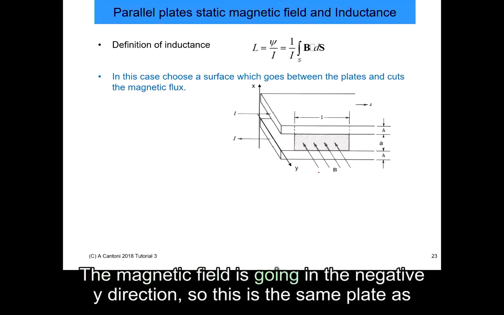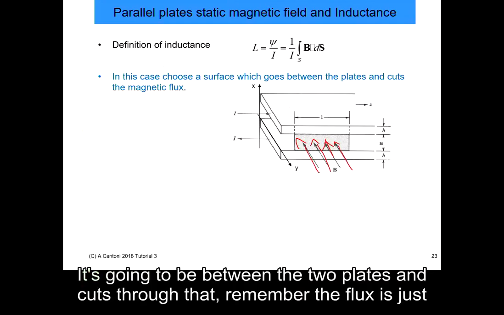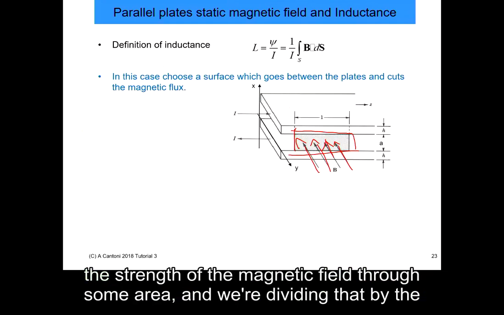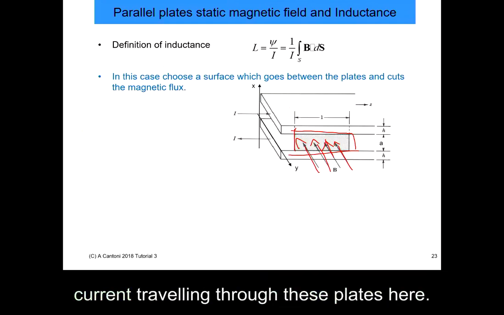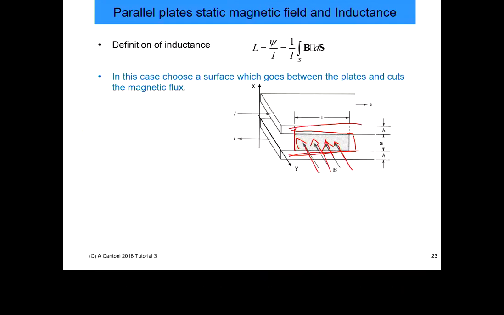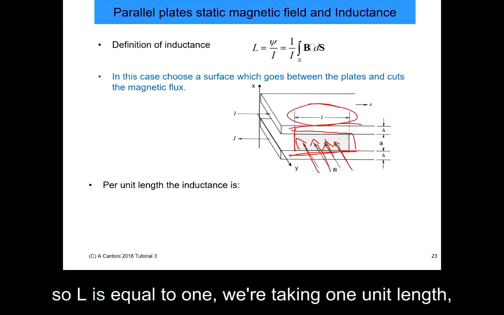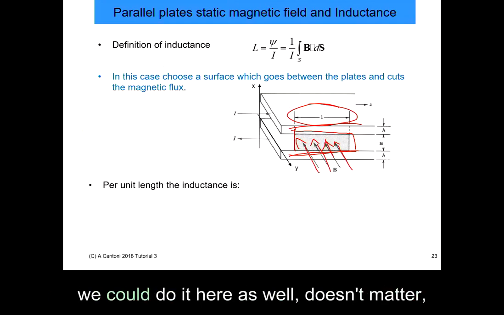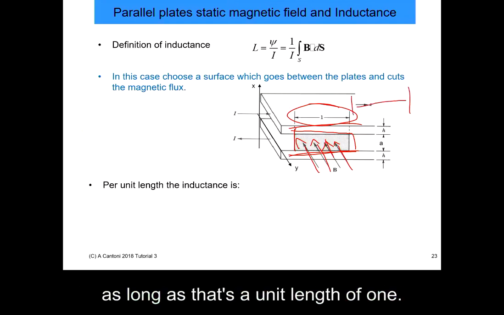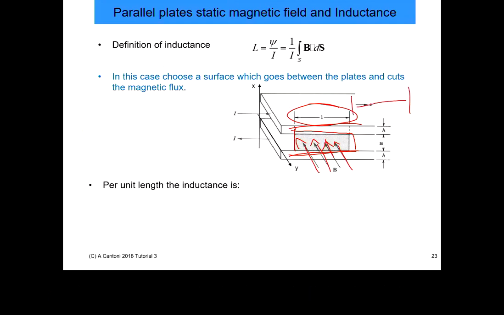The magnetic field is going in the negative y direction, right? So this is the same plate as we had before. It's going to be between the 2 plates and cuts through that, right? Remember, the flux is just the strength of the magnetic field through some area, and we're dividing that by the current traveling through these plates here, right? So per unit length, this is a length of 1, right? So L is equal to 1. We're taking 1 unit length. We could do it here as well. Doesn't matter as long as that's a unit length of 1.